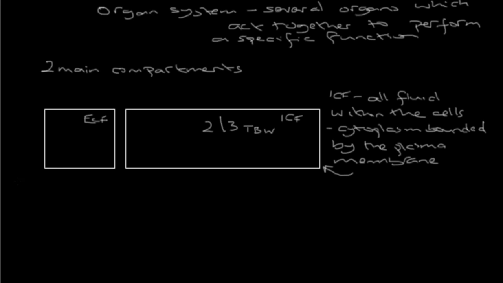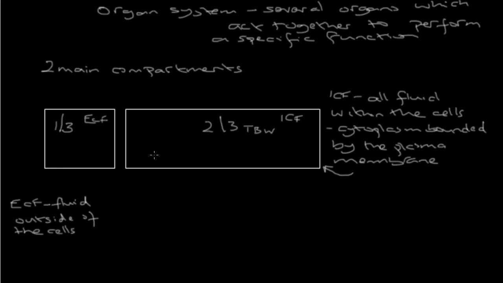So ECF, what is ECF? ECF is the extracellular fluid. So if the intracellular fluid is a fluid within the cells, the extracellular fluid is the fluid immediately outside of the cells. So fluid outside of the cells. And obviously if this is 2/3 of the total body weight of water, then this is only going to comprise 1/3. So most of the fluid is actually inside the cells.